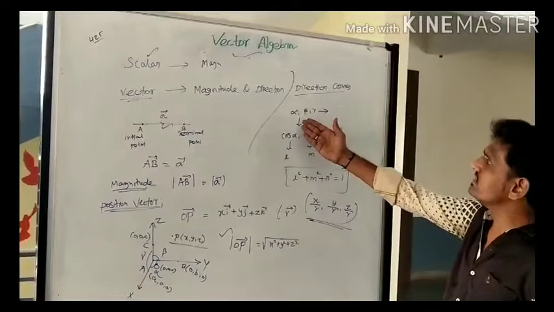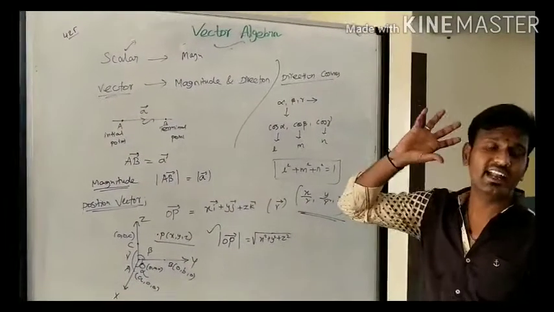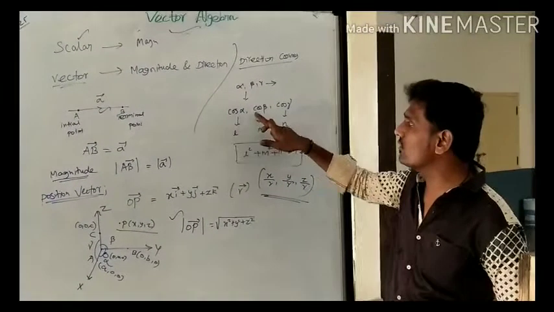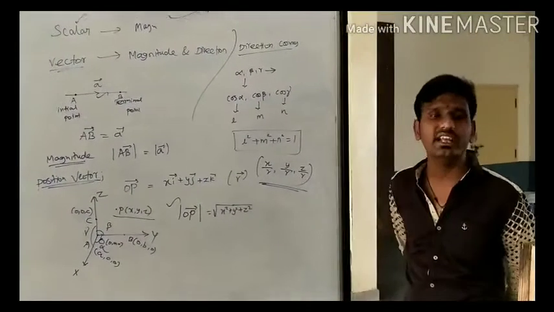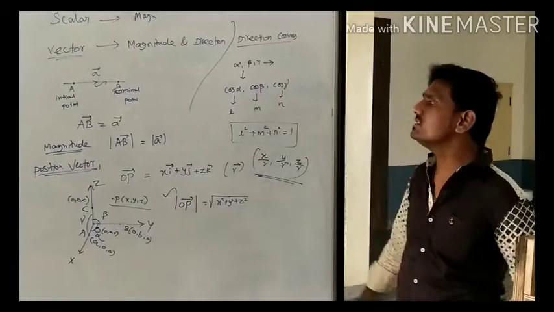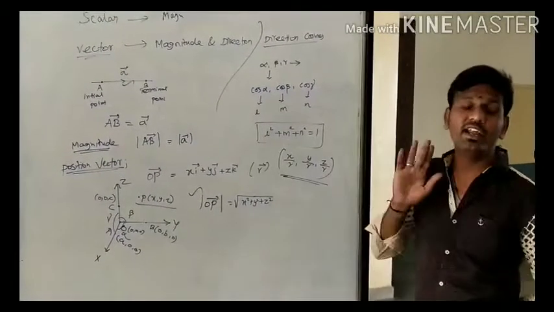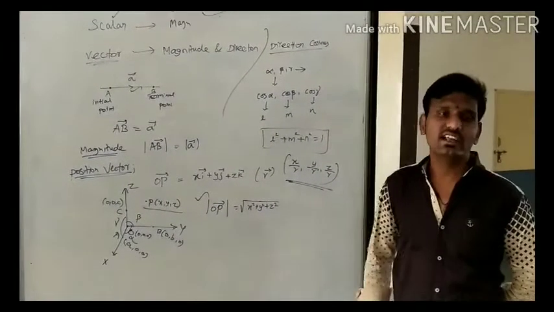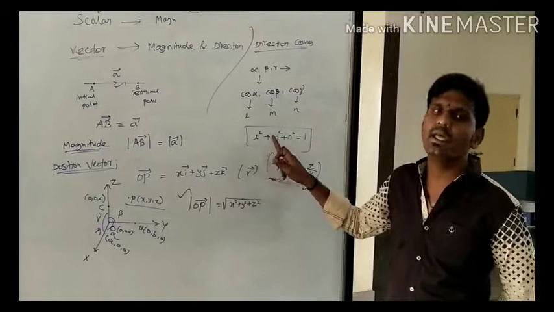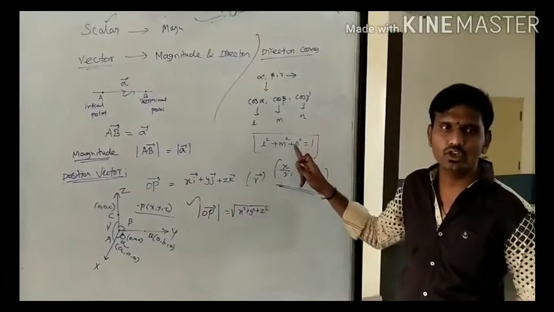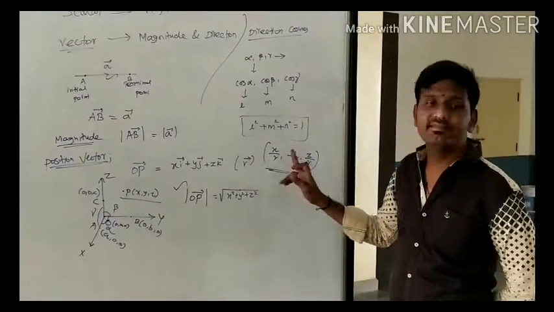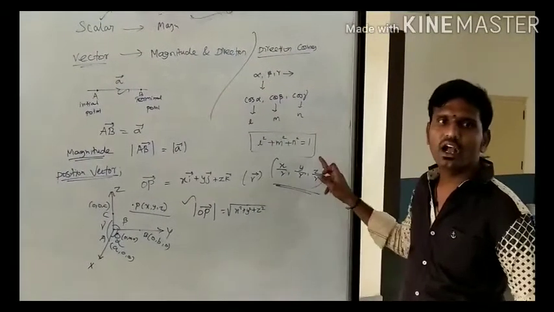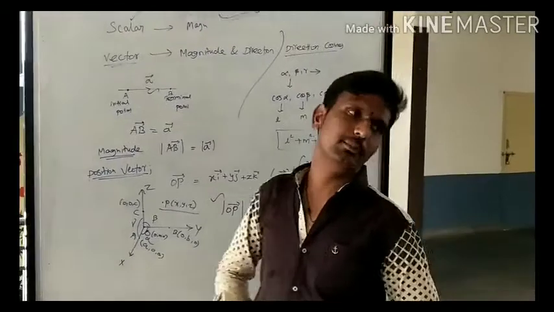Then direction cosine, which I already mentioned to you. The direction angles are alpha, beta and gamma. Cos alpha, cos beta, cos gamma, these three are called the direction cosines, which are represented by L, M, N. We have one condition: L square plus M square plus N square equal to 1. Finally, the direction cosine is x by r, y by r, z by r. So this is your theory part.